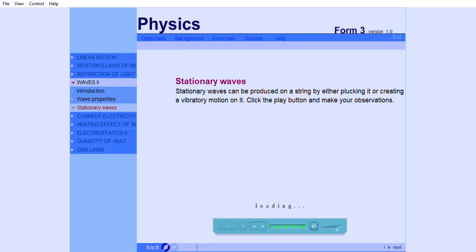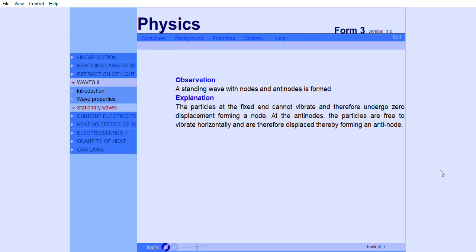Stationary waves. Stationary waves can be produced on a string by either plucking it or creating a vibratory motion on it. Click the play button and make your observations. Observation. A standing wave with nodes and antinodes is formed. Explanation. The particles at the fixed end cannot vibrate and therefore undergo zero displacement, forming a node. At the antinodes, the particles are free to vibrate and are therefore displaced, thereby forming an antinode.